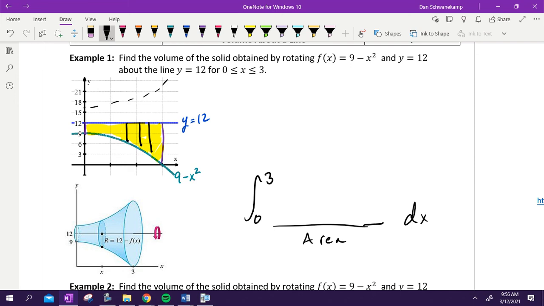Last thing we have to do is find the area. If I rotate that shape around the line y equals 12, so around that line right there, is this thing going to be a disc or is it going to be a washer? It is a disk problem. I know it is a disk because the shaded region is completely flush up against the line I'm rotating around. Okay, it's touching it everywhere. There's no space. Okay, so this is a disk problem.